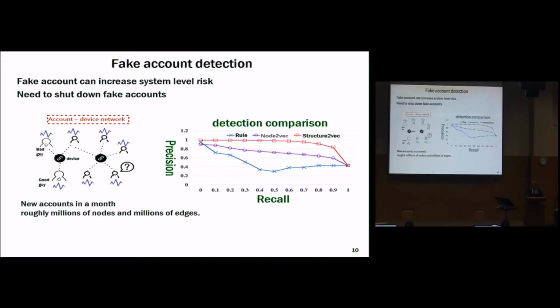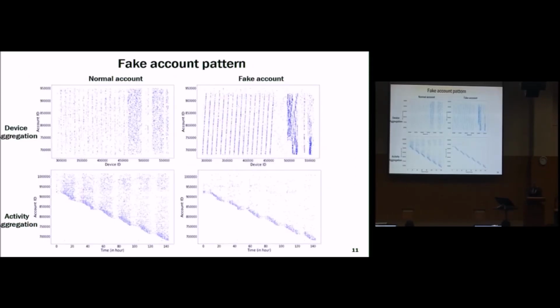Just to give you a little more intuition about why you need this network to get better results for fraudulent account detection, we can look at some of the lower level data in two dimensions. One is something we call device aggregation, in the top two panels. On the left side is the behavior for normal accounts. On the x-axis is the device ID, and the y-axis is the account ID. These accounts log in to different devices.